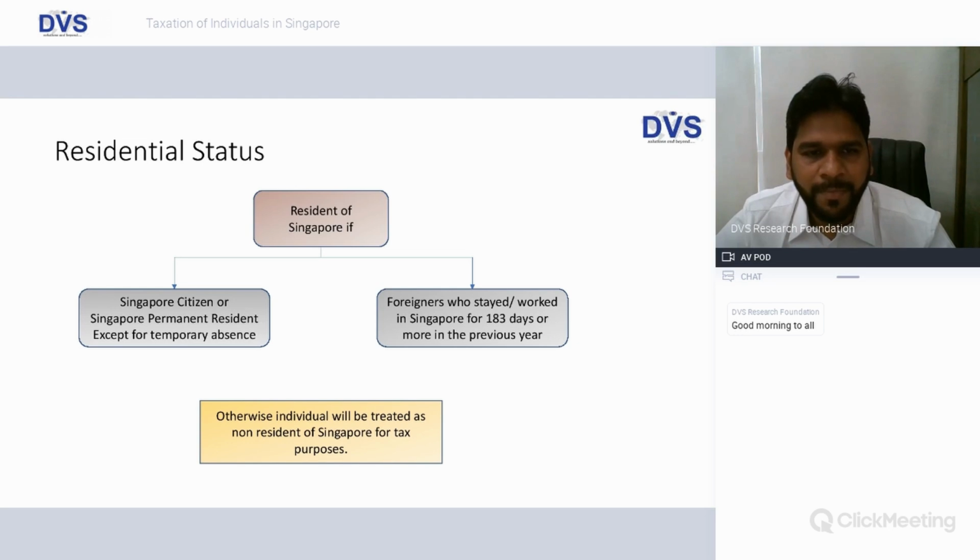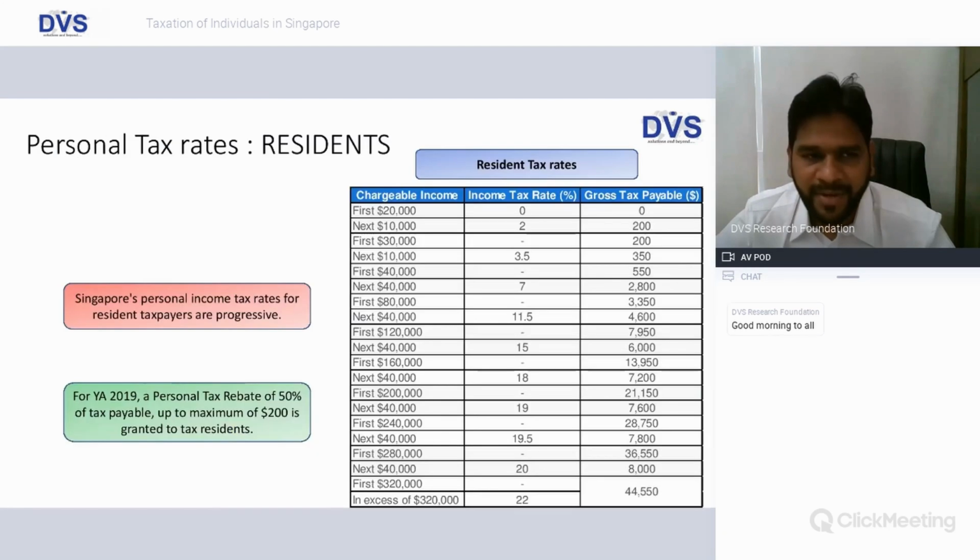So, a person is a resident of Singapore if he's a citizen of Singapore or a permanent resident in Singapore, of course, with exemption for temporary absence taken care of. And foreigners who have stayed and worked in Singapore for at least 183 days or more in the previous year. So if he's completed 183 days or more, he is considered a resident for the purpose of taxation in Singapore. For all other individuals who stayed for less than 183 days, will be considered as non-resident for the purpose of taxation in Singapore.